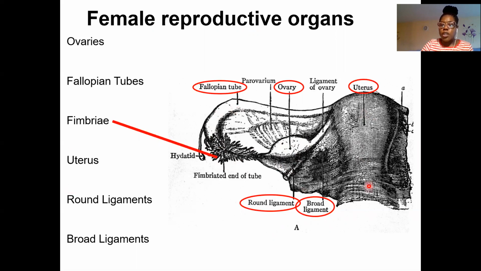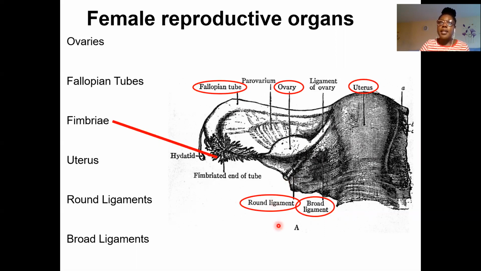We've got the uterus, which is the large cavity here where implantation takes place, where the menstrual cycle is located or originating from. We've got the round ligament and broad ligament. So the round ligament is anchoring the uterus from the superior aspect towards the umbilicus as well, similar to the bladder.